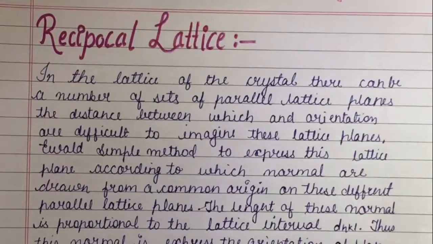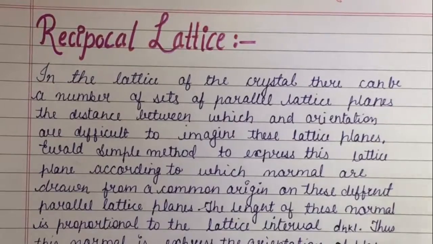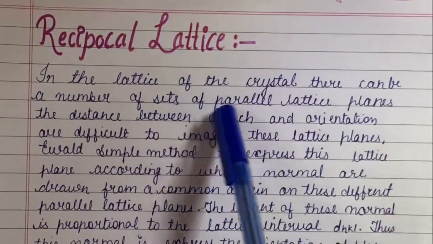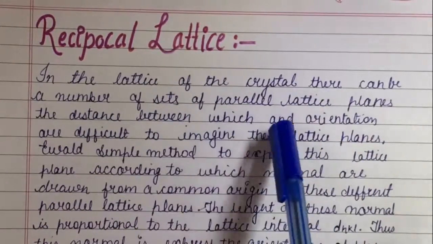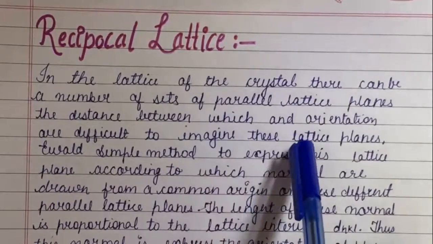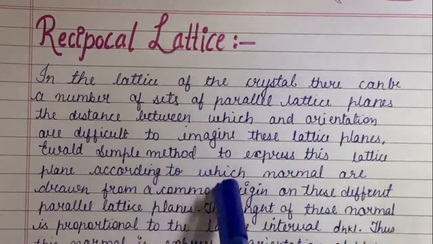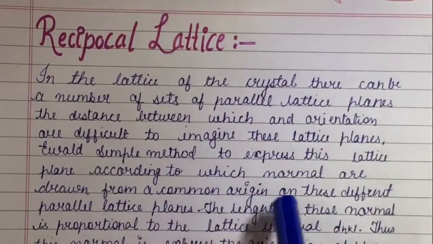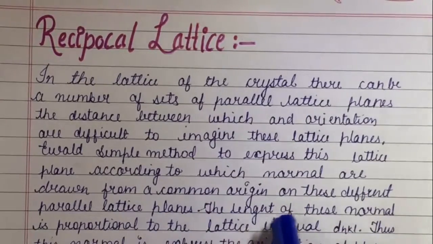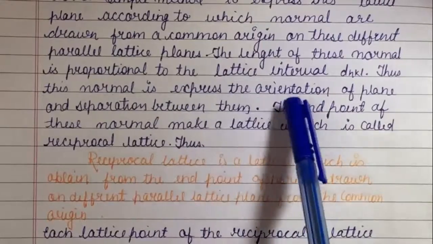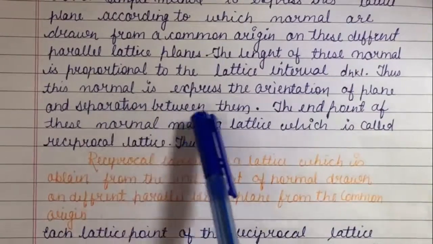Today we will discuss the optional question of 2017 and 18, question number 2, which is explain the reciprocal lattice. In the lattice of a crystal, there can be a number of sets of parallel lattice planes, the distance between which and the orientation are difficult to imagine. I will suggest a method to express these lattice planes, according to which normals are drawn from a common origin on these different parallel lattice planes. The length of these normals is proportional to the lattice interval d_hkl. Thus, these normals express the orientation of the planes and the separation between them.